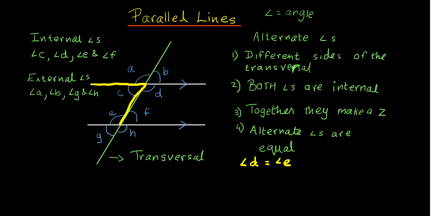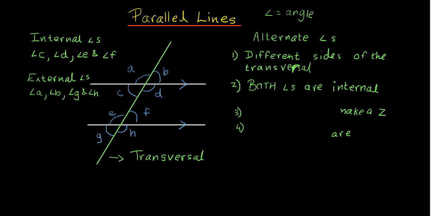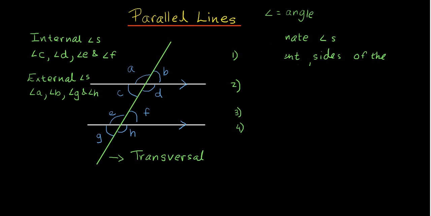Okay, so what we're going to do now is look at something called allied angles, also commonly known as co-interior angles. And once we've done that, that will be it for this particular video. Then we'll do some examples in another video. So allied angles, also known as co-interior angles.